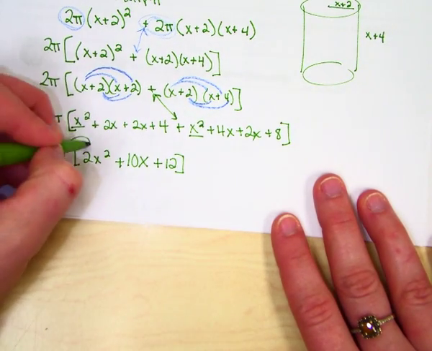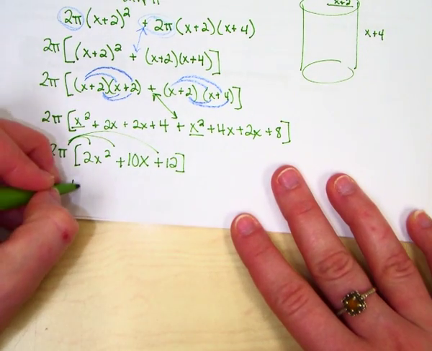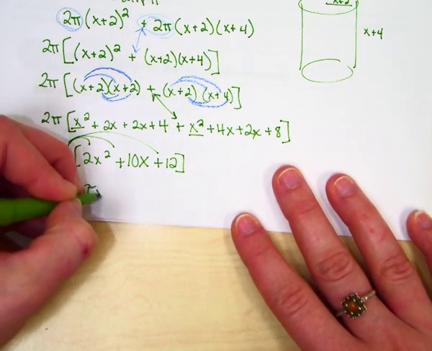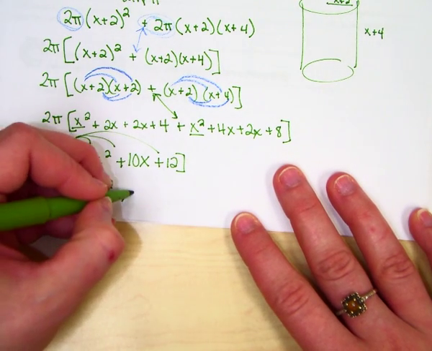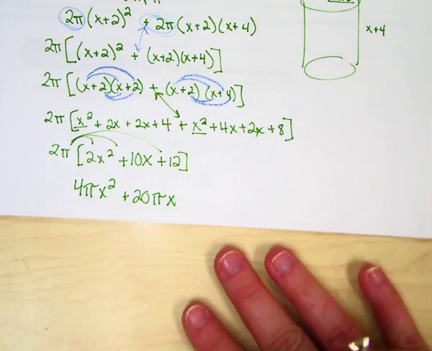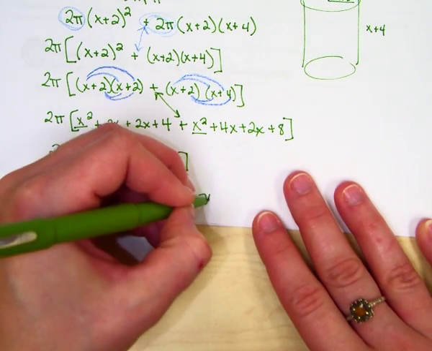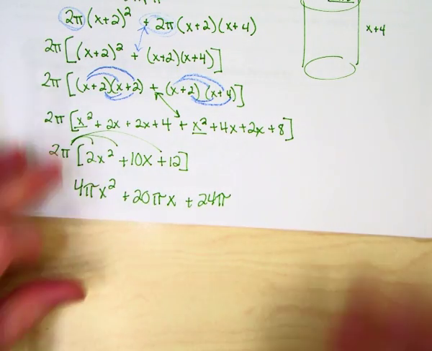Last step, distribute your 2 pi in. 2 times 2 is 4 with a pi and an x squared. 2 times 10 is 20 with a pi and an x. 2 times 12 is 24 with a pi. That is how you write that in standard form.